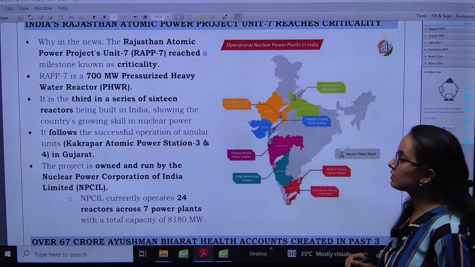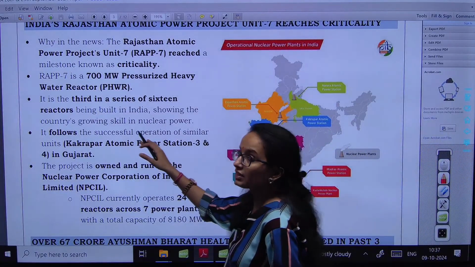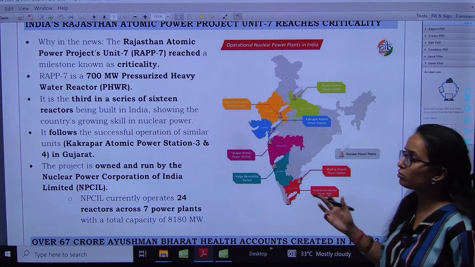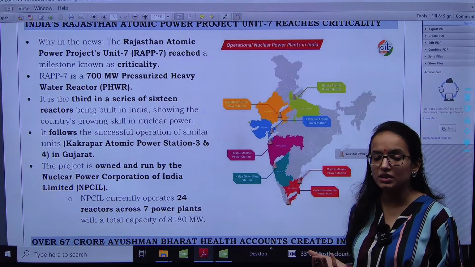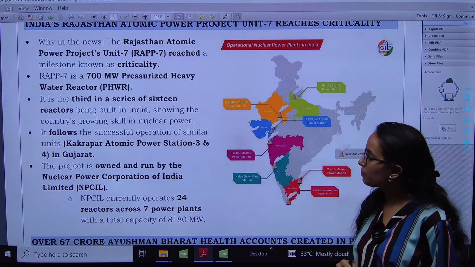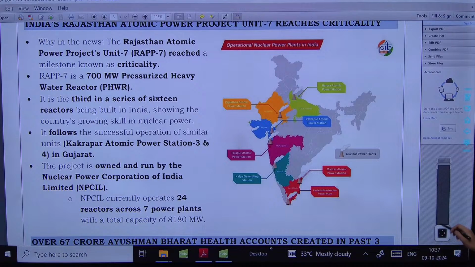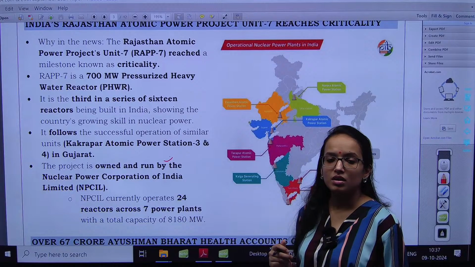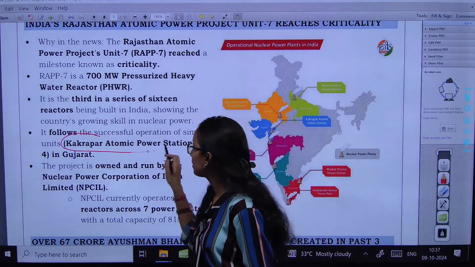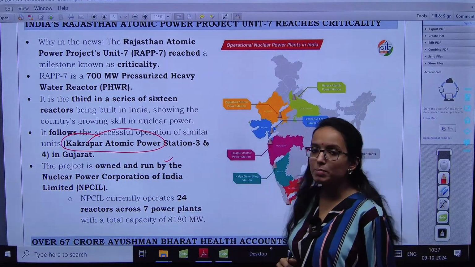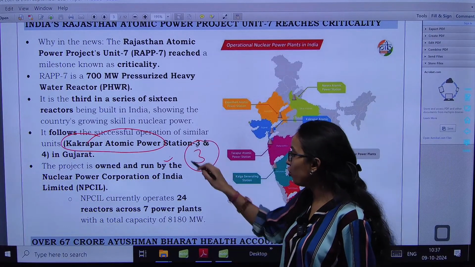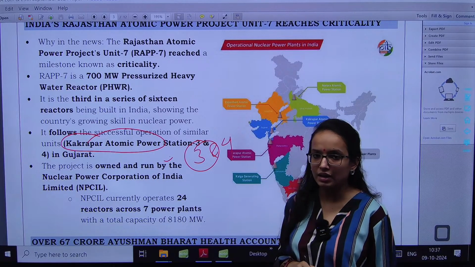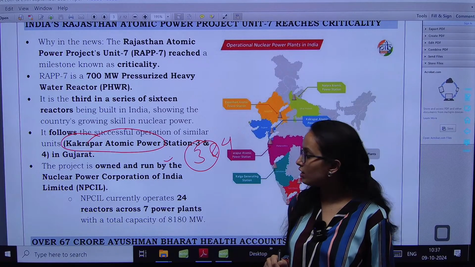Now, if you see, it is the third in a series of 16 reactors being built in India, showing the country's growing skill in nuclear power. So 16 nuclear reactors are being built in India for nuclear power, which is the future, right? Also, it follows, as I told you, the successful milestone reached by Kakrapar Atomic Power Station 3 and 4 in Gujarat. It also reached criticality. We have discussed that in the news also.